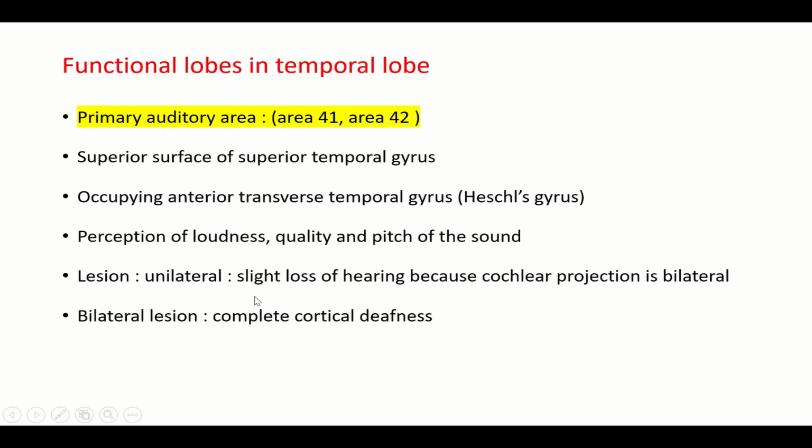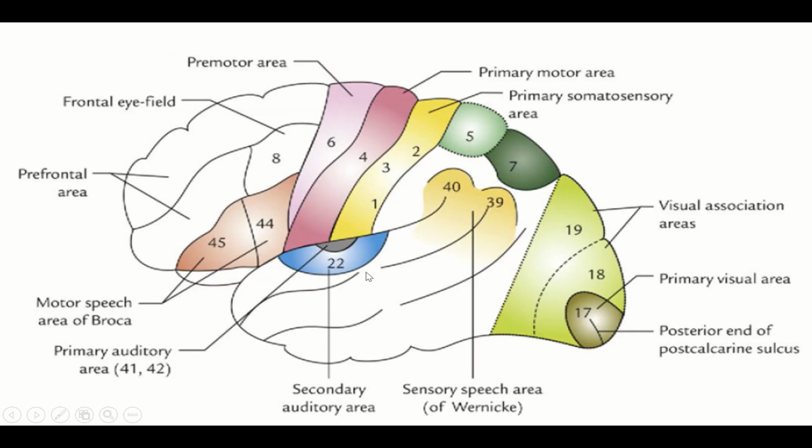Lesion, unilateral, causes slight loss of hearing because the cochlear projection is bilateral. So if there is a unilateral lesion, there will be slight loss of hearing. If the person has to become deaf, it has to be a bilateral lesion, causing complete cortical deafness. So this will be the primary auditory area, and this will be the secondary auditory area.